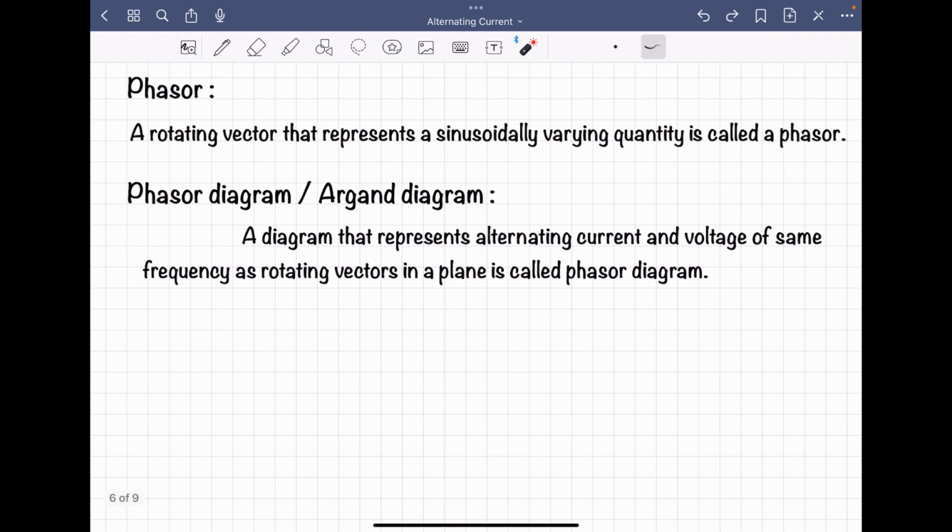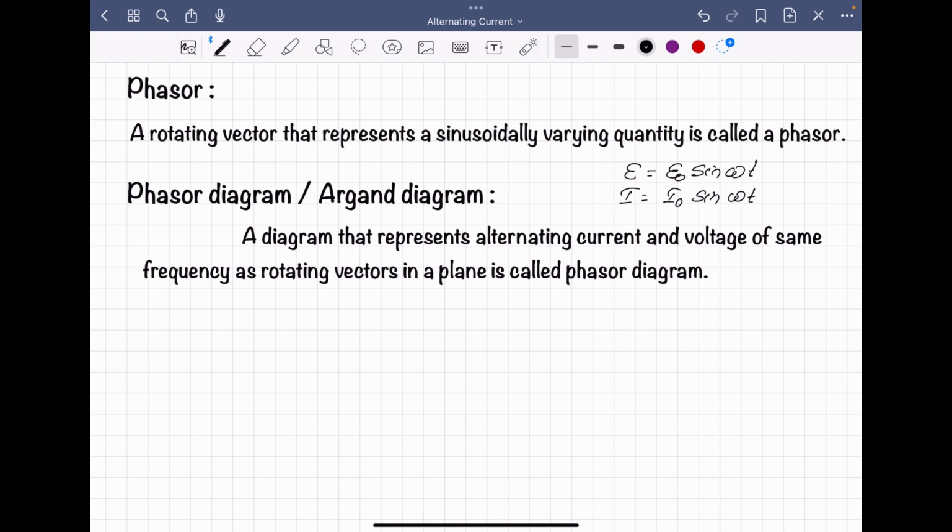A rotating vector that represents a sinusoidal varying quantity is called a phasor. In the previous lecture, we already saw that we can write E equal to E naught sin omega t, and I can be written as I naught sin omega t. That means our alternating current and EMF are both sinusoidal varying quantities. In a phasor, we have to represent this alternating EMF and current as a rotating vector.